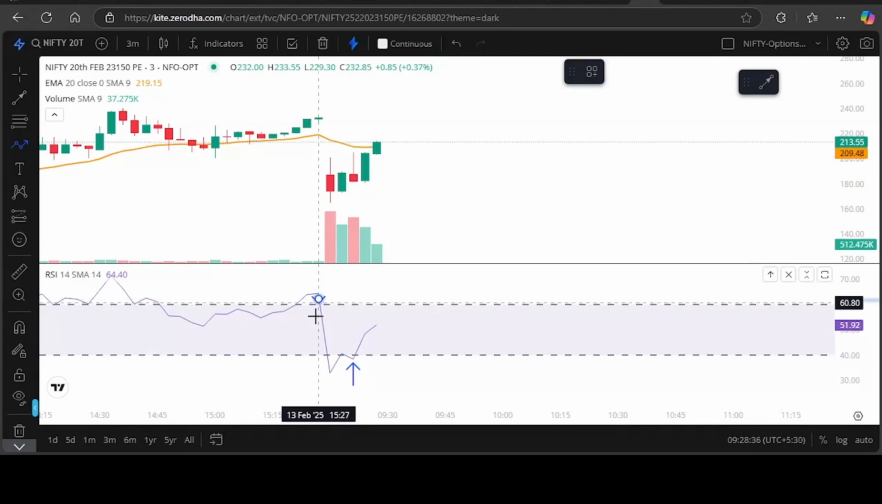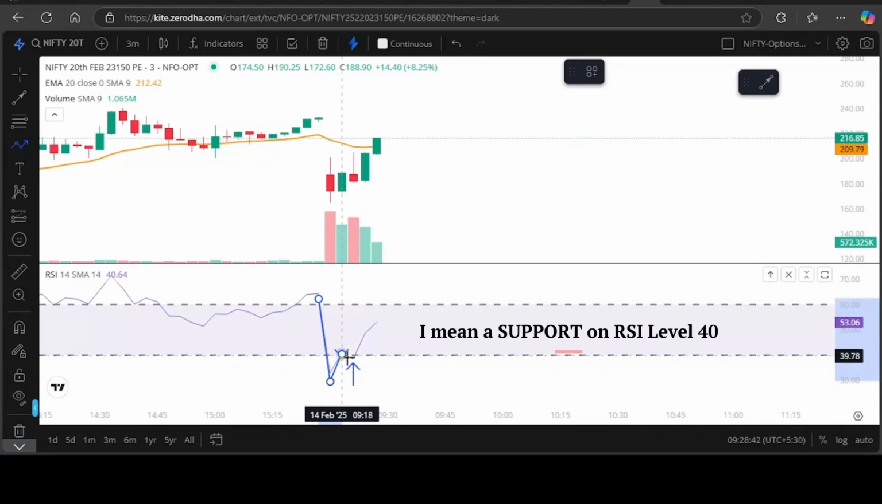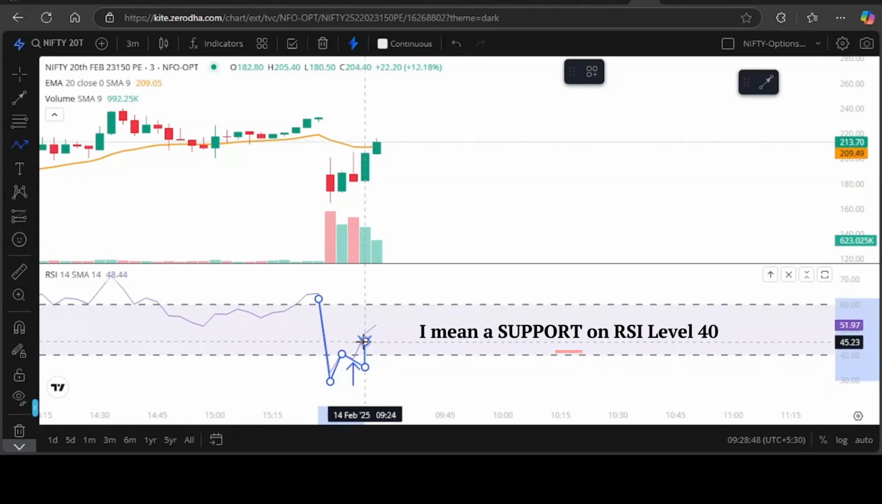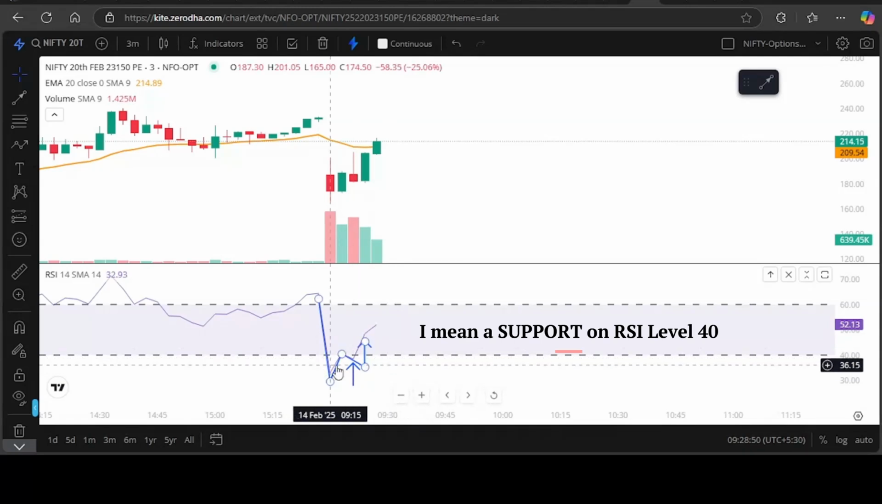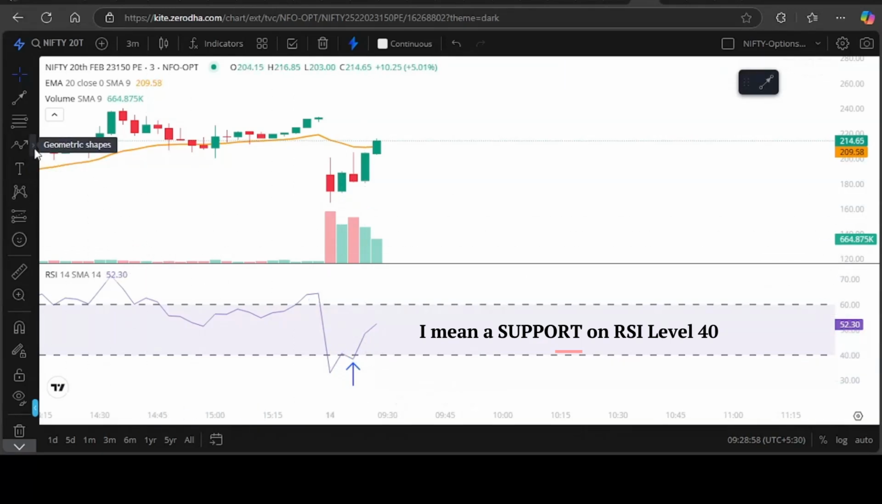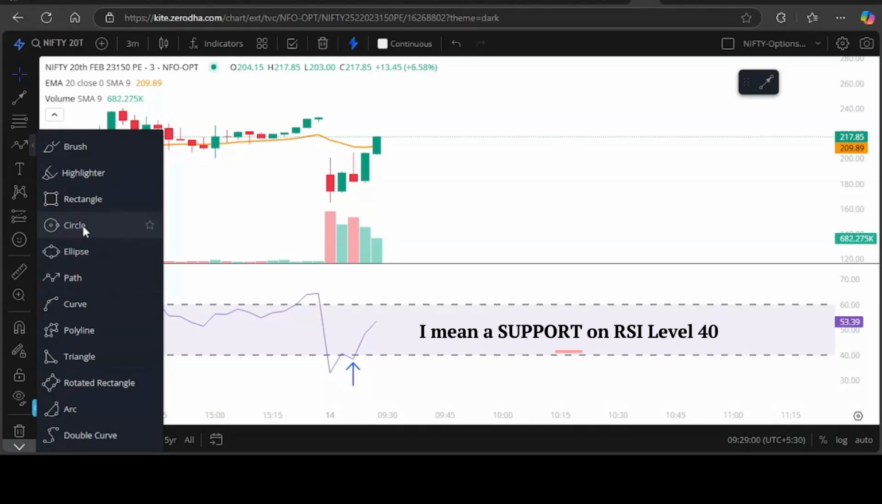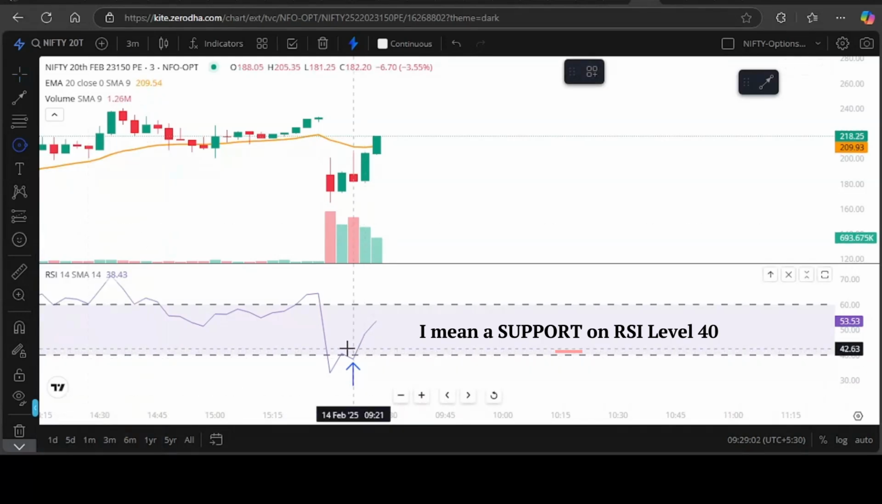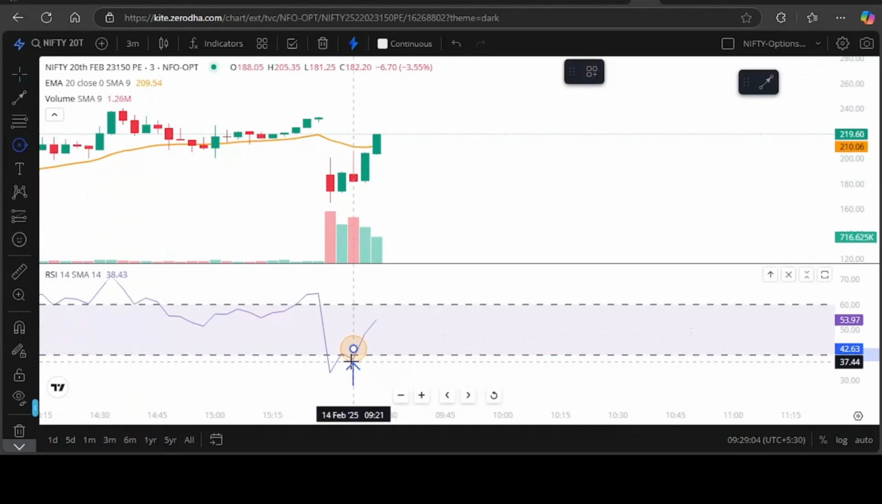So now the market came from here, it went down, it came here again, right? It came here and then it resisted. This is the point of resistance, which is on the lower limit 40. This one. I'll again mark this for you. Let me remove this. Here.